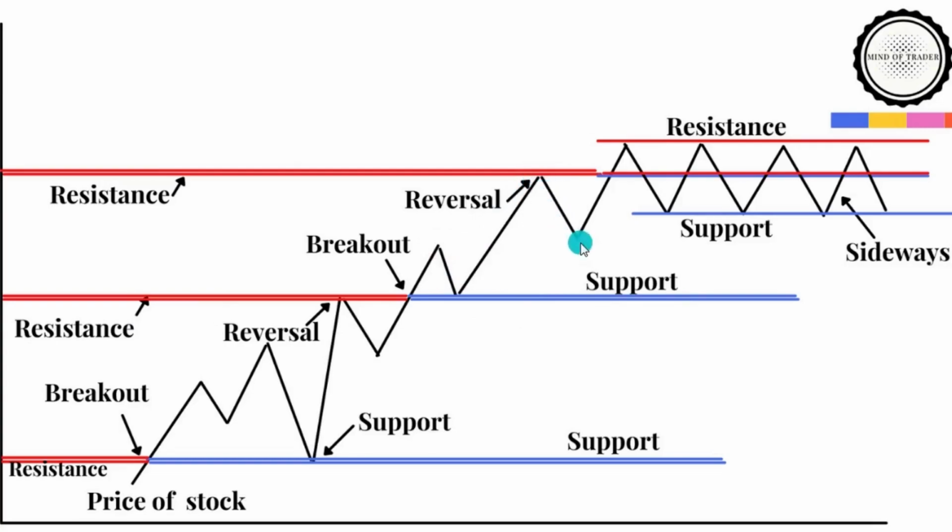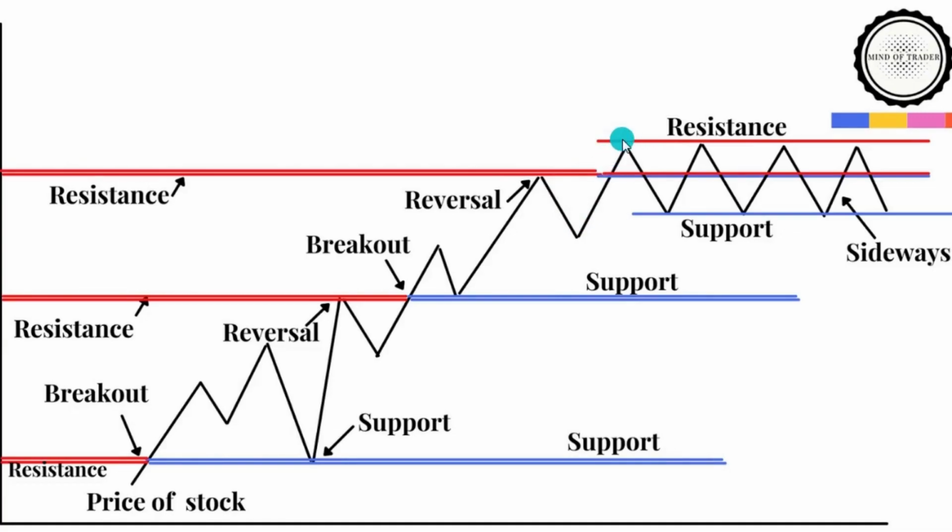In this situation, the reversal has happened. Why has the reversal happened? Obviously, there were more sellers in the market, so they were able to throw the price of the stock down again. And then the third situation has arrived.